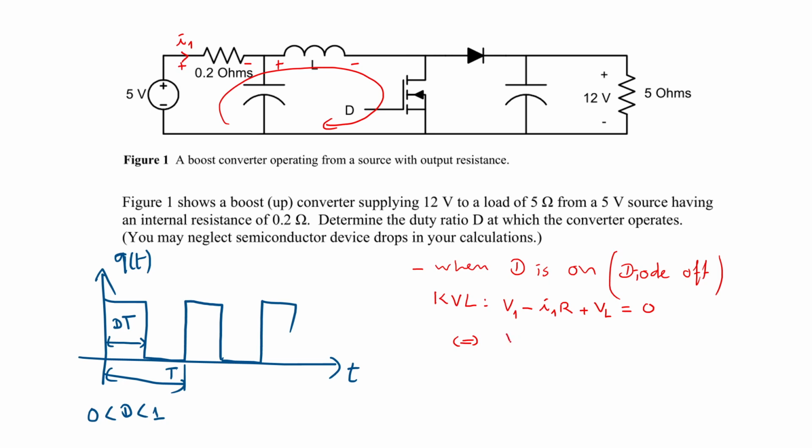So you can have VL equal to minus VR or plus? Oh minus, yeah, you're right. So VL equals V1 minus I1 R, which is 5 minus 0.2 I1.